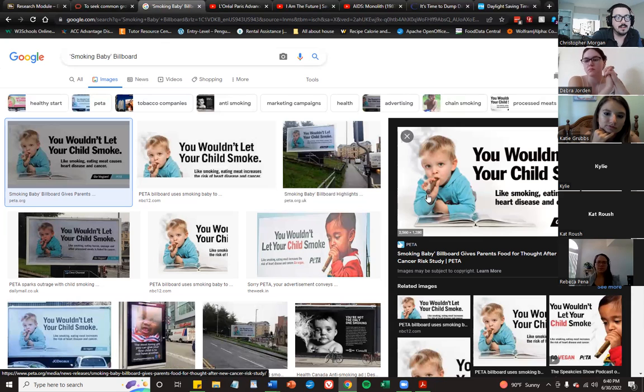But I love this kid with the cigar. That's one of my favorite things I looked at today. PETA itself loves this. They think it's great. Go vegan. I mean, you can make an argument for being vegan without including this. That's ridiculous.